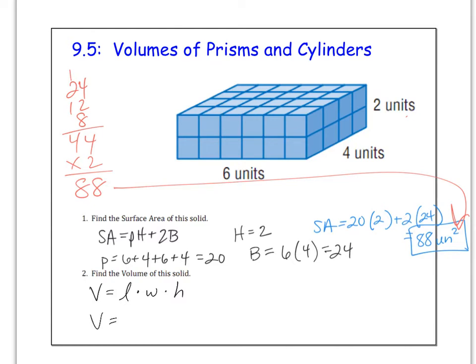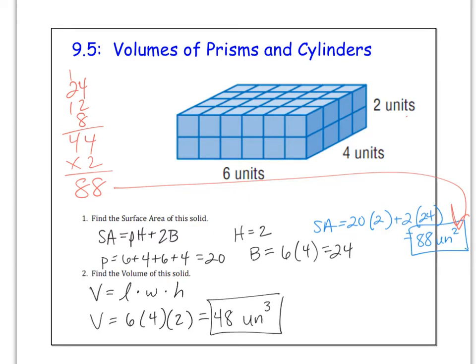So we can do 6 times 4 times 2. 6 times 4 is 24. 24 times 2 is 48. And when you label volume, you're going to use units cubed, or in other words, raised to the third.